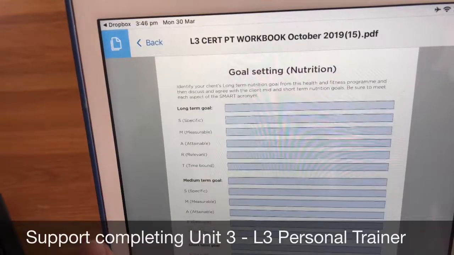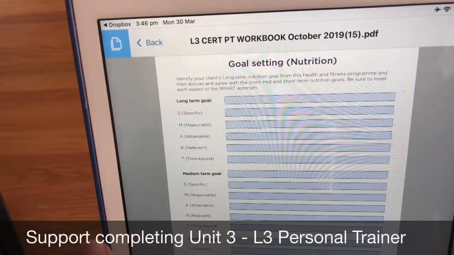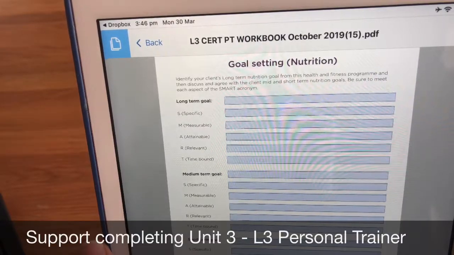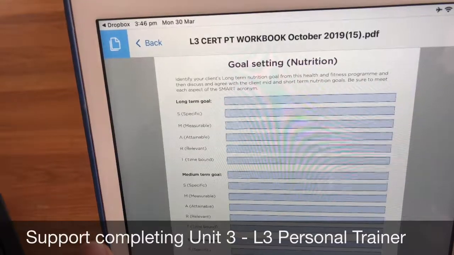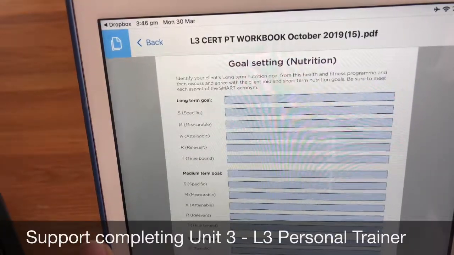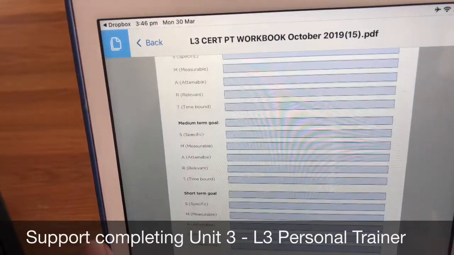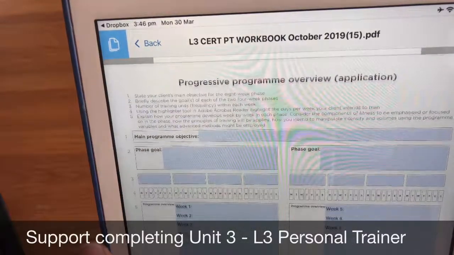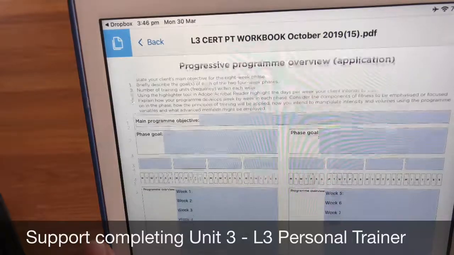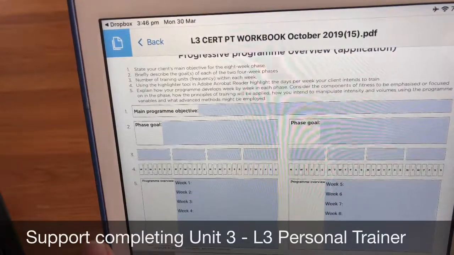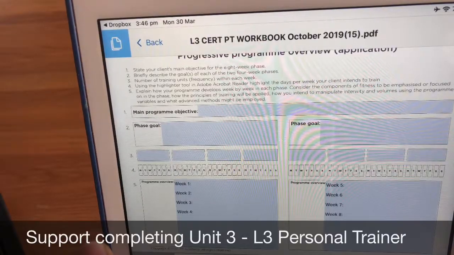Same sort of thing when it comes to nutrition, but what we're looking for in nutrition is basically increasing H2O per day, reducing smoking, alcohol intake, reducing high sugary processed foods, reducing drinks, etc. They're the little things we're looking for from that point of view. We then roll down to the progressive program overview, and we look at what our main goal is. So the main program goal for me would be weight loss, and I'd just copy and paste from what I've put in up there. The phase goals are a little bit different.